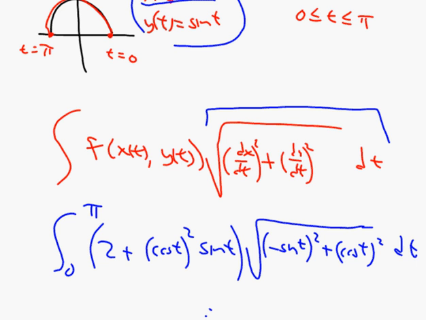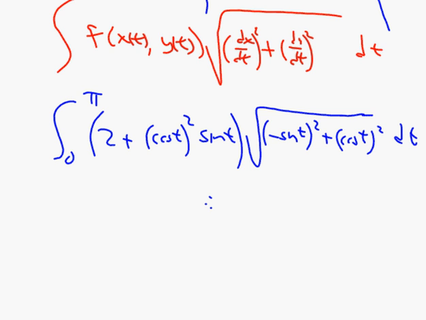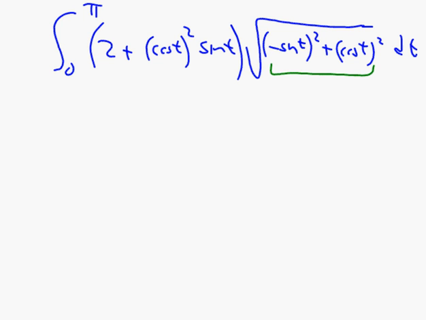Let me get this board to align correctly. All right, well, some very nice things happen then, because if you look at this thing, this is really cosine squared plus sine squared, which is equal to 1, and the square root of that is 1. Yep, so that whole thing really disappears. This reduces to the integral of 2 plus cosine squared t sine t dt.